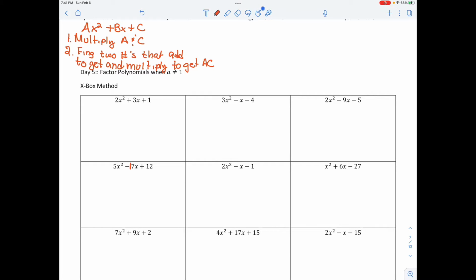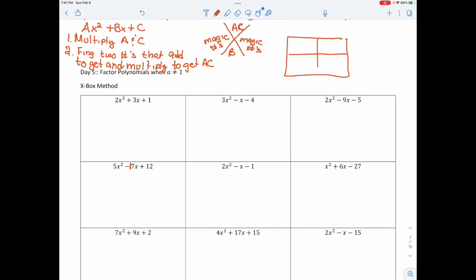And just like we did in the previous video, we are going to use an x, but we're going to add a box to it. So I call this method x box. We're going to add an x, and what we're going to put at the top of the x is ac, and at the bottom of the x, we're going to put b. And of course, on the sides are going to be our magic numbers.